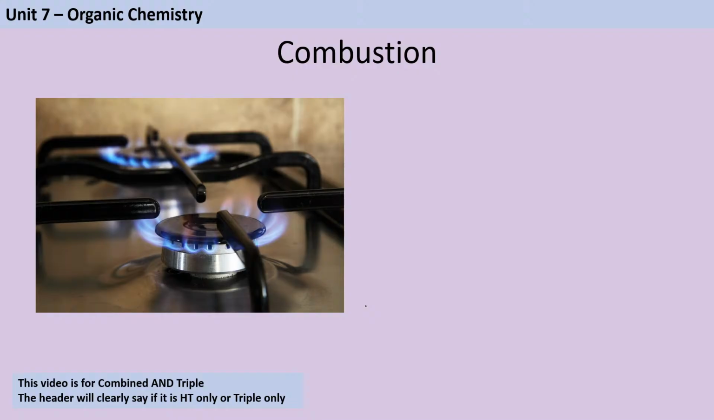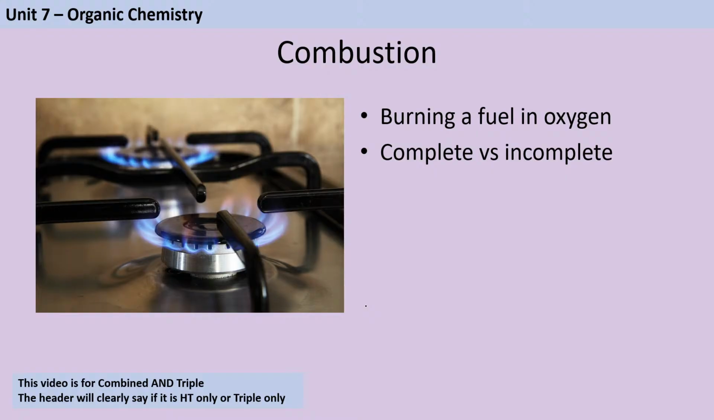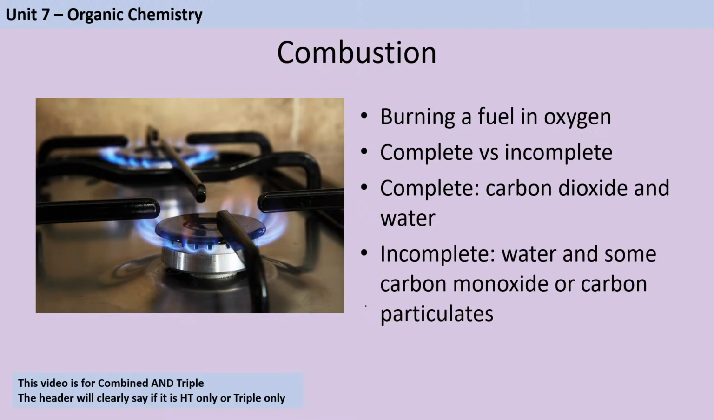So combustion is the proper chemistry name for burning a fuel in oxygen. And based on the amount of oxygen that's available, that combustion can be described as either complete or incomplete. If there's a lot of oxygen available, then all of the fuel can be fully oxidised, and we call this complete combustion. And it's going to make carbon dioxide and water as the products. If there's insufficient oxygen available, then some of the fuel may not be fully oxidised, and instead of making carbon dioxide, it will make some carbon monoxide or carbon particulates, also known as soot.